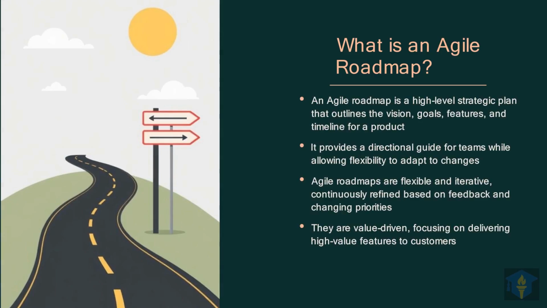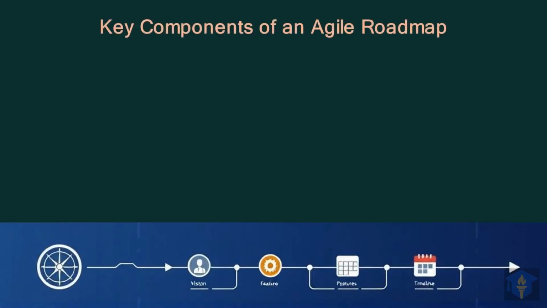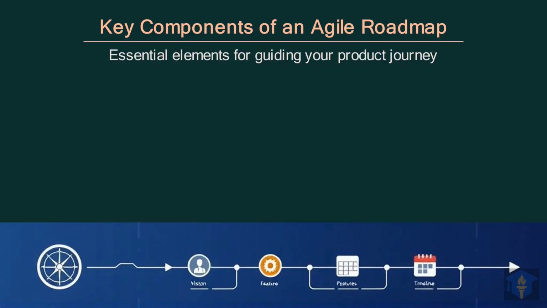An Agile roadmap is a high-level strategic plan, outlining product vision, goals, features, and timeline, while staying flexible for adaptation. Now, let's break down the key components that make up an effective Agile roadmap for your product. These are the essential elements that will guide your product's journey from concept to successful delivery.